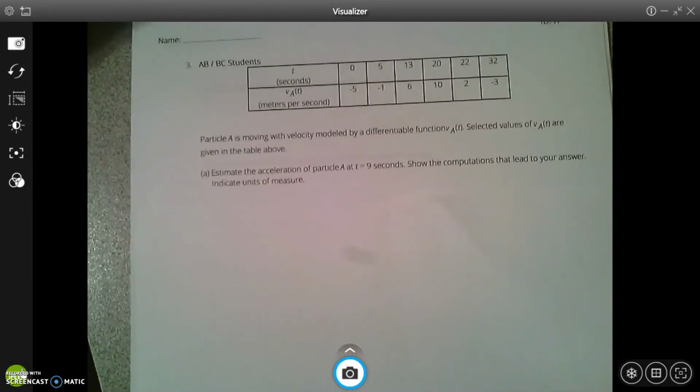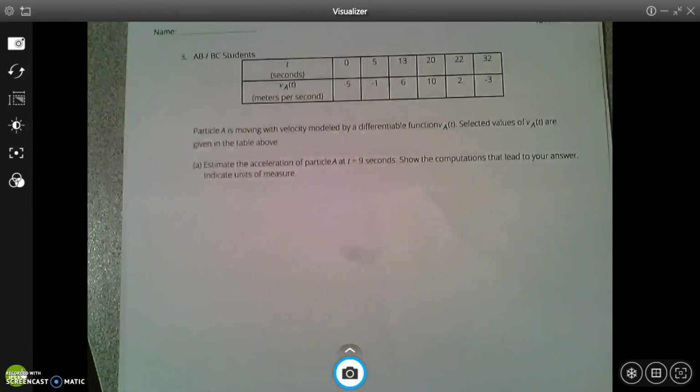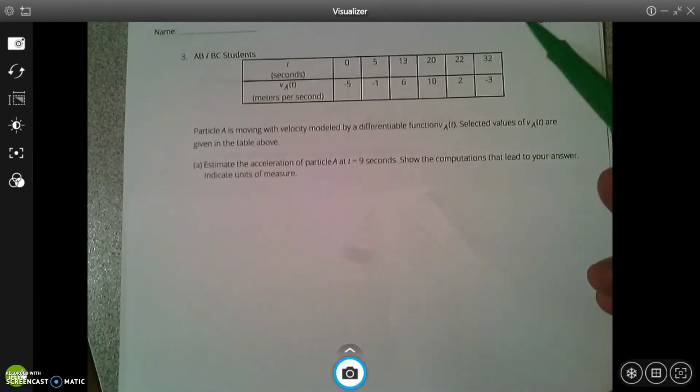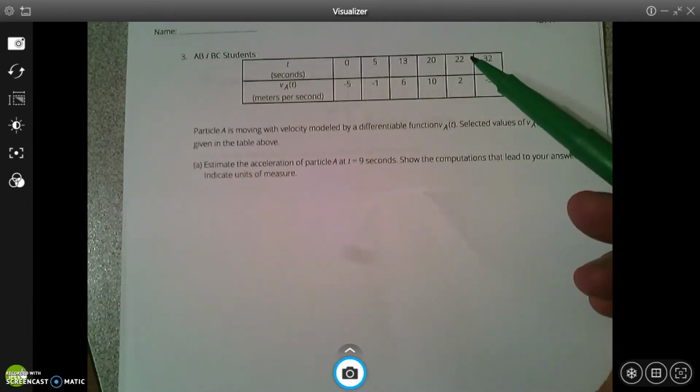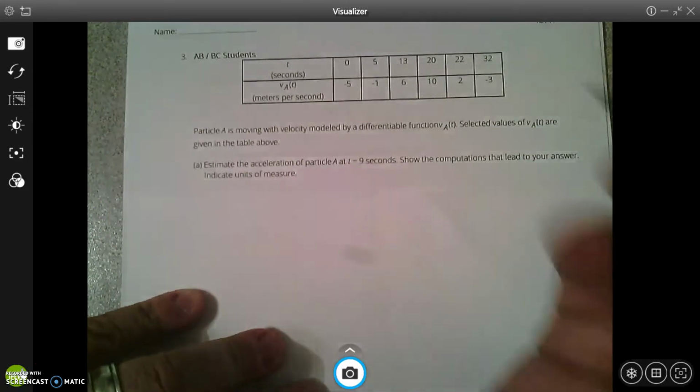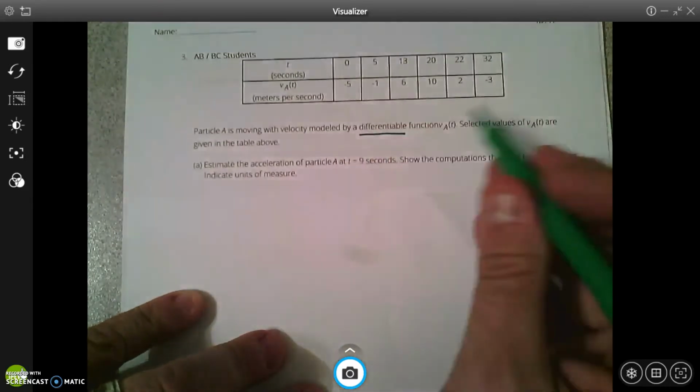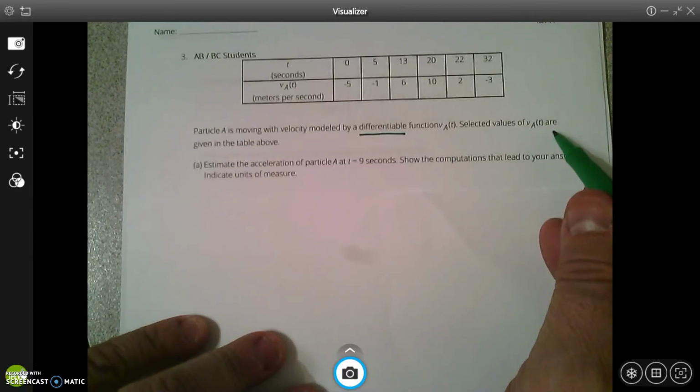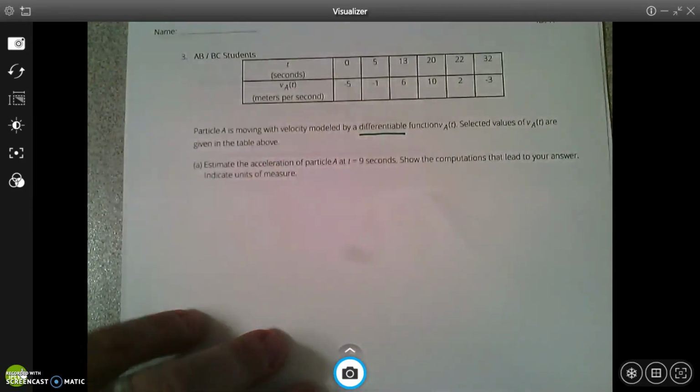All right, here we are ready to tackle another calculus problem to get ready for the fall semester exam next week. So we've got this question. This is a data table, and this is intended to be a calculator active question. So feel free to use your calculator if you would like. Particle A is moving with velocity modeled by a differentiable function v sub a of t. Selected values of v sub a of t are given in the table above.